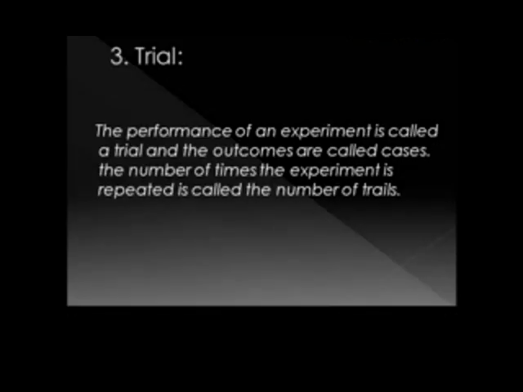The case one could be it could appear a head or it could appear a tail. So I'm sure the distinction between a trial and a case is clear. Now I may toss a coin twice, thrice, 4 times, 10 times, 20 times and so on. And so the number of times the experiment is repeated is called the number of trials.